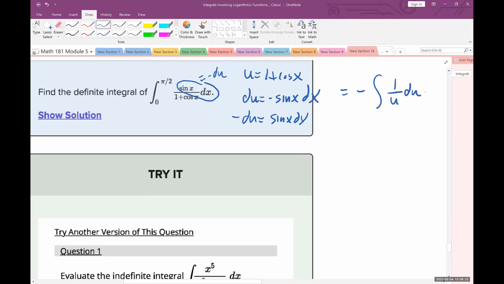And let's look at those limits of integration. What is u of 0? That's 1 plus cosine of 0. Anyone know what cosine of 0 is? 1 is good, yeah. This is 1 plus 1, so it gives us 2. How about u of pi over 2? It's 1 plus cosine of pi over 2. What's that going to be? Anyone know what cosine of pi over 2 is?